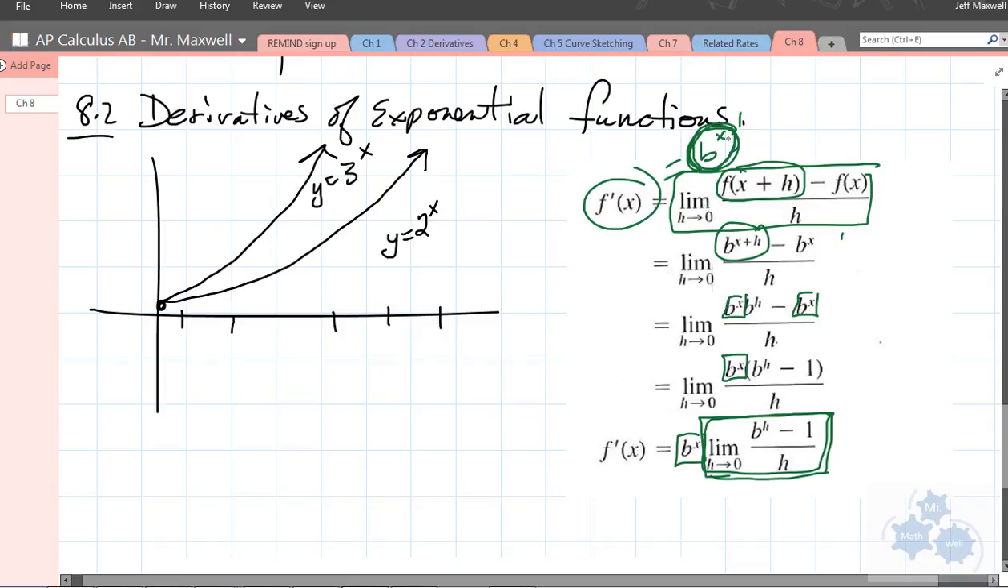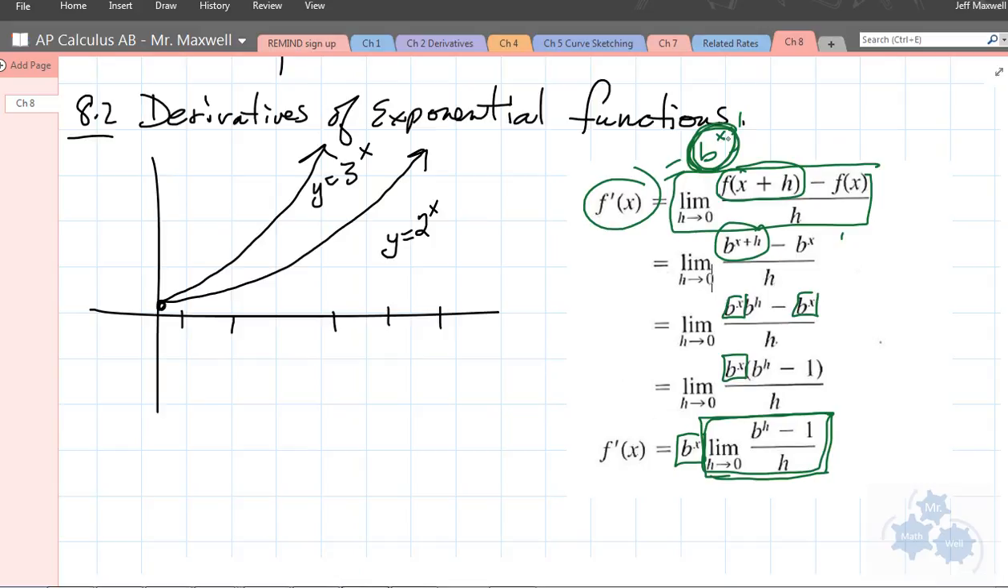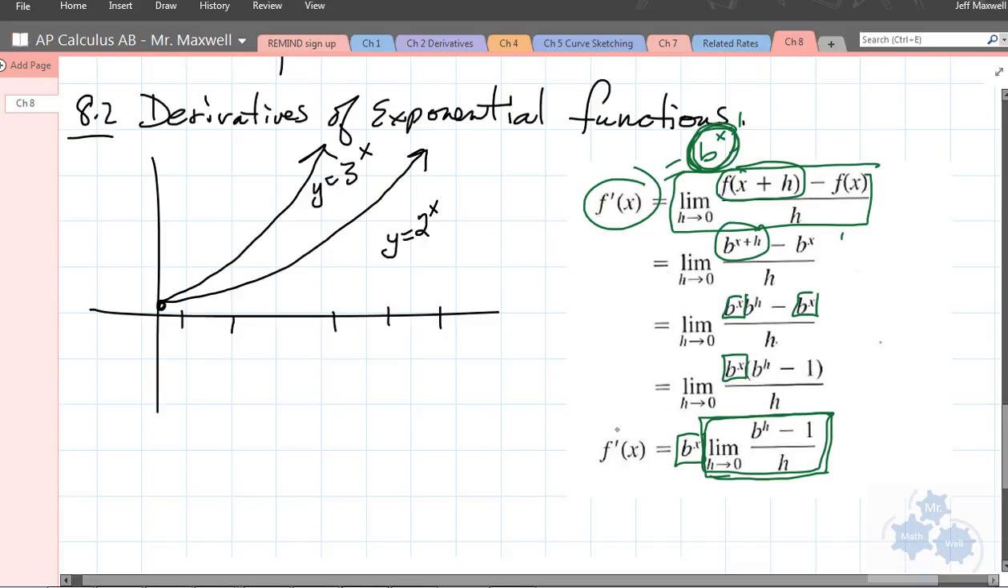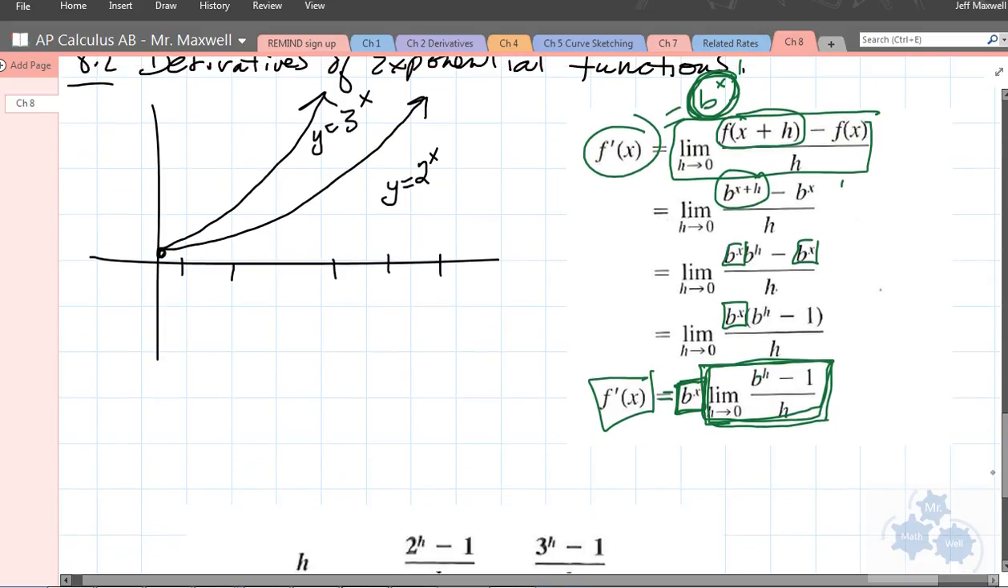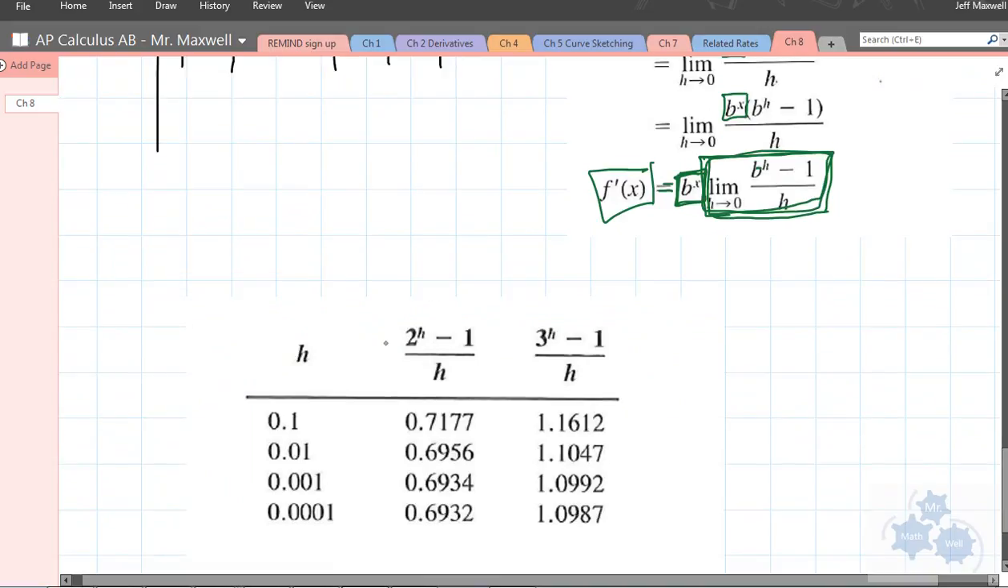So I'm getting an expression now for the derivative of an exponential function with really any base. Okay? But what I'm saying is that the derivative can be written as the original function times the value of some limit. Now what's interesting is that these two exponential graphs that we've just looked at, if you evaluate 2 as a base and 3 as a base, this is the chart that you get. Alright? So again, we're trying to find this limit.